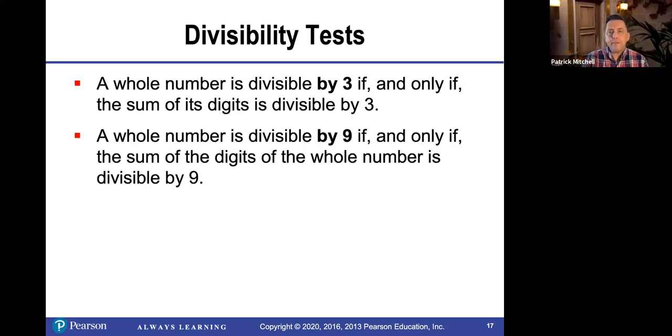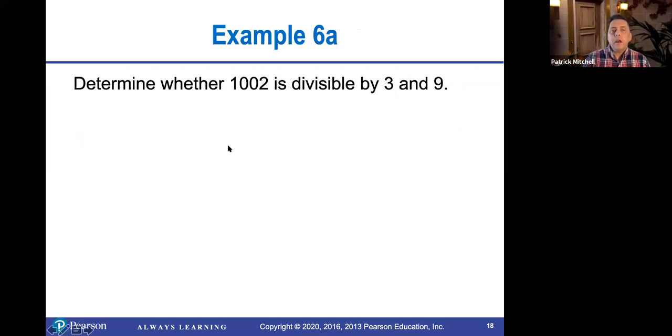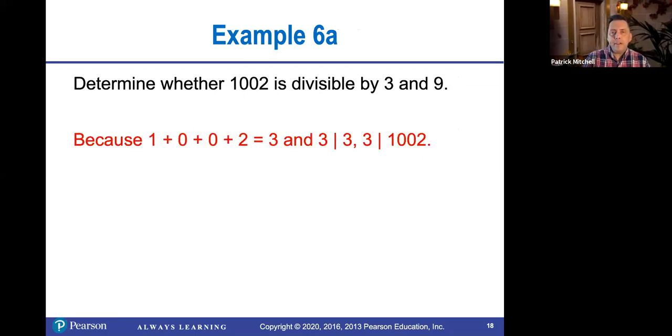And there's a similar test for 9. A whole number is divisible by 9 if and only if the sum of its digits is divisible by 9. So take the number 1002. Is that number divisible by, well, by 3 and by 9? It is divisible by 3 because 1 plus 0 plus 0 plus 2 is 3. And of course, 3 divides 3. However, it is not divisible by 9 because 9 does not divide 3. The sum of the digits of this number is still 3. Therefore, 3 does divide 1002, but 9 does not.